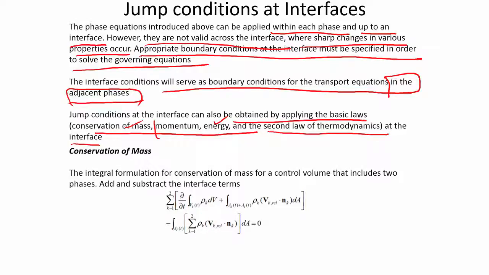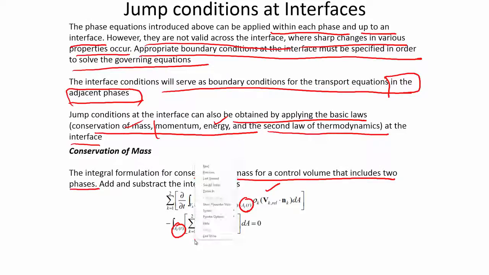The integral formulation for conservation of mass for a control volume that includes two phases is something we have already covered. Now, what we are doing is adding the interface term and subtracting the interface term. Up to this part it was already there, except now we have added the interface, and we have subtracted the corresponding interface over here. Getting my point?